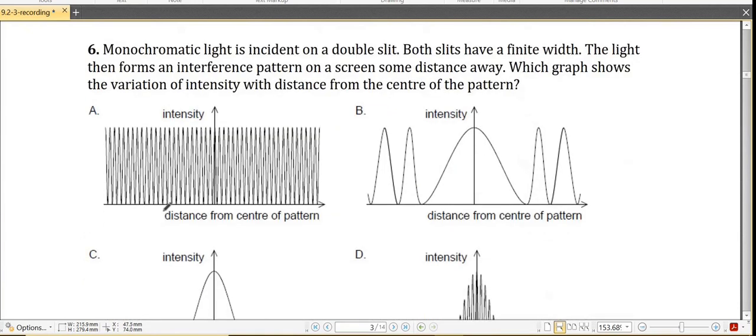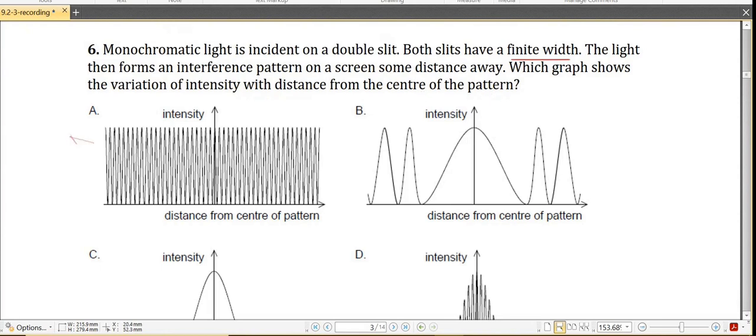Monochromatic light is incident on a double slit. Both slits have finite width. The light then forms an interference pattern on the screen some distance away. Which graph shows the variation of intensity with distance from the center of the pattern?